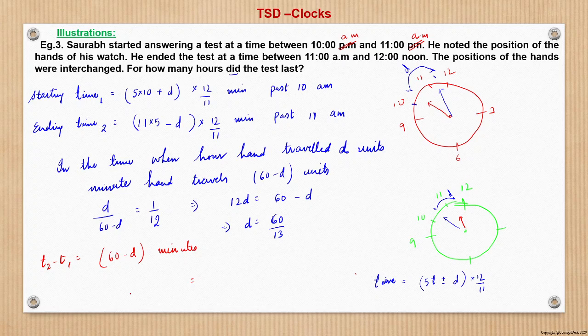One unit is 1 minute in the clock, so it is nothing but 60 minus 60 by 13, which is 780 minus 60 upon 13, which is 720 by 13 minutes, which is the same as 12 by 13 hour. Approximately this will be 55.3846 minutes. So this is the answer to this question.